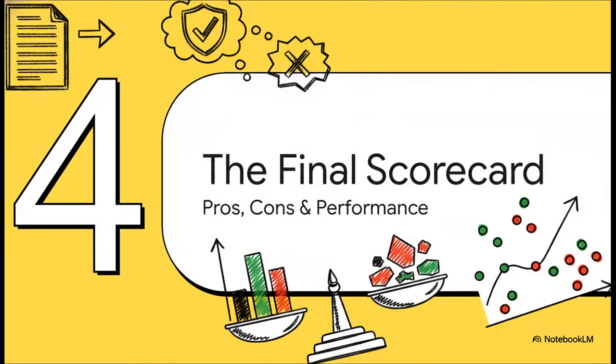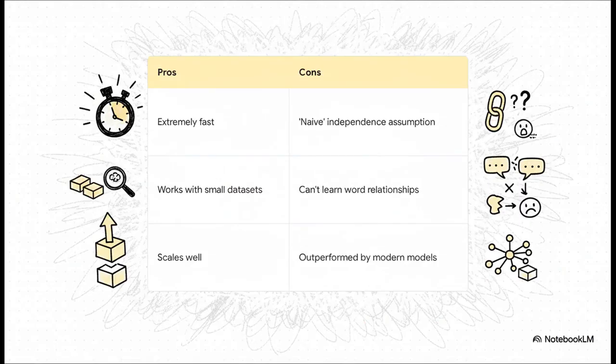All right, so we've built our classifier, we've debugged the common problems. Now for the final scorecard. How good is this thing really? What are the pros and cons? So here's the bottom line. On the plus side, naive Bayes is ridiculously fast and efficient, and it's fantastic when you don't have a ton of data to train on.